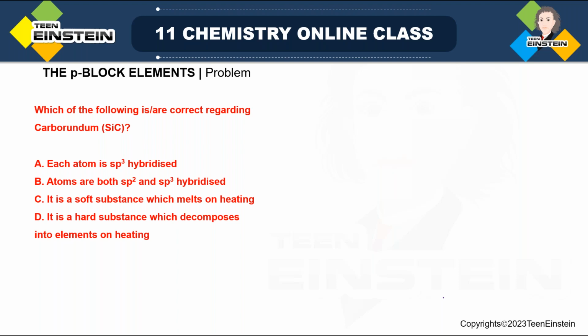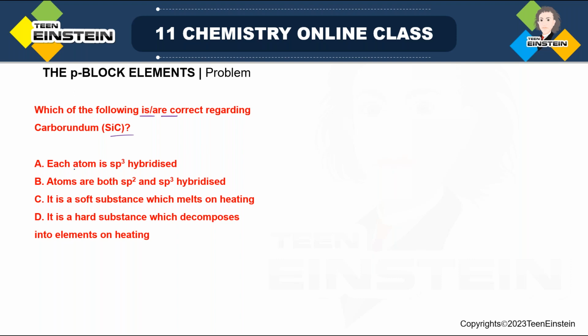Now, a problem related to carborundum. Which of the following are correct regarding carborundum? Here it is already mentioned it is silicon carbide, but it may not be so. That is why you should know what carborundum actually is. So carborundum is silicon carbide. Which characteristic, or more than one characteristic, is correct, that we have to find.